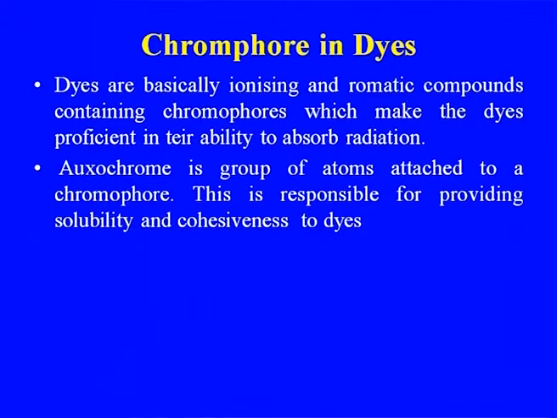Now, let us see the chromophore, because this is very important. Dyes are basically ionizing compounds containing chromophores, which make the dyes proficient in their ability to absorb radiation. Auxochrome is the group of atoms attached to a chromophore. This is responsible for providing solubility and cohesiveness to the dyes.